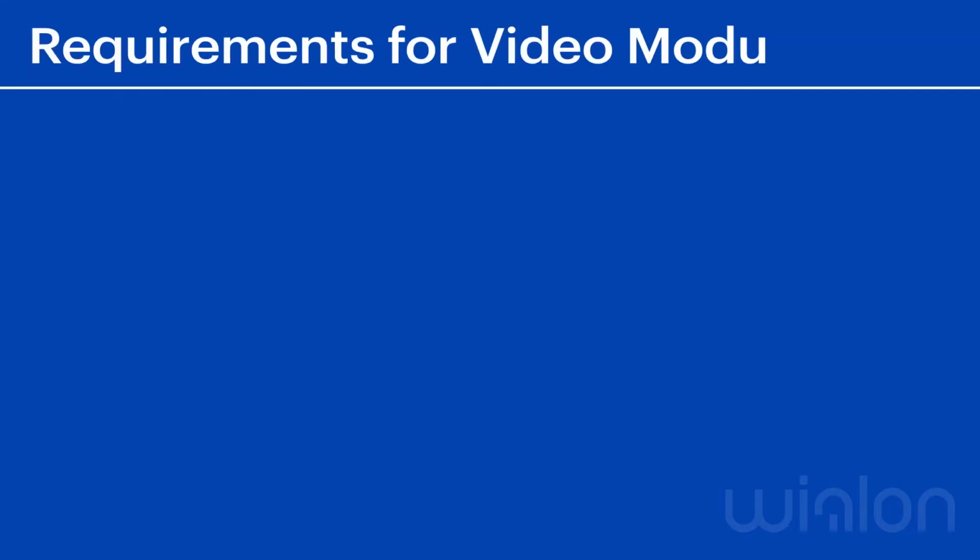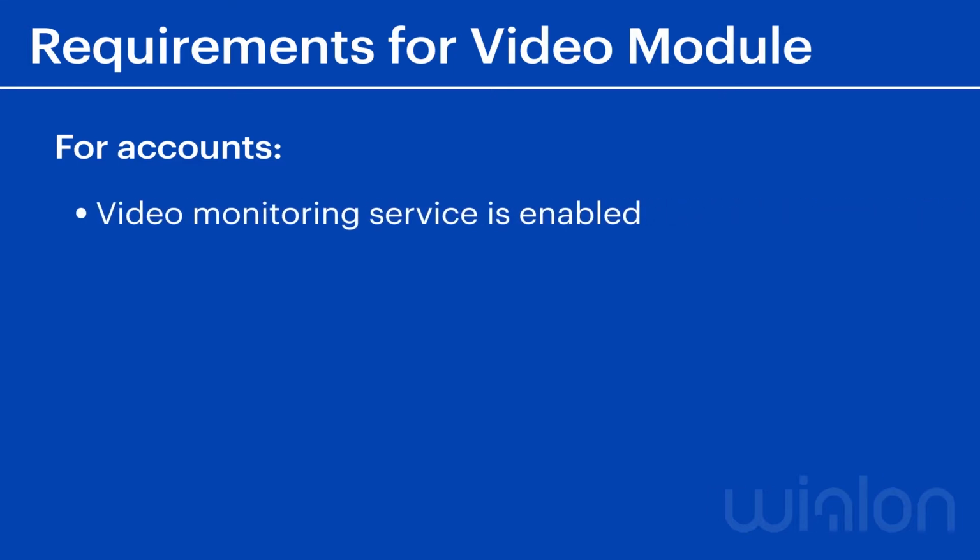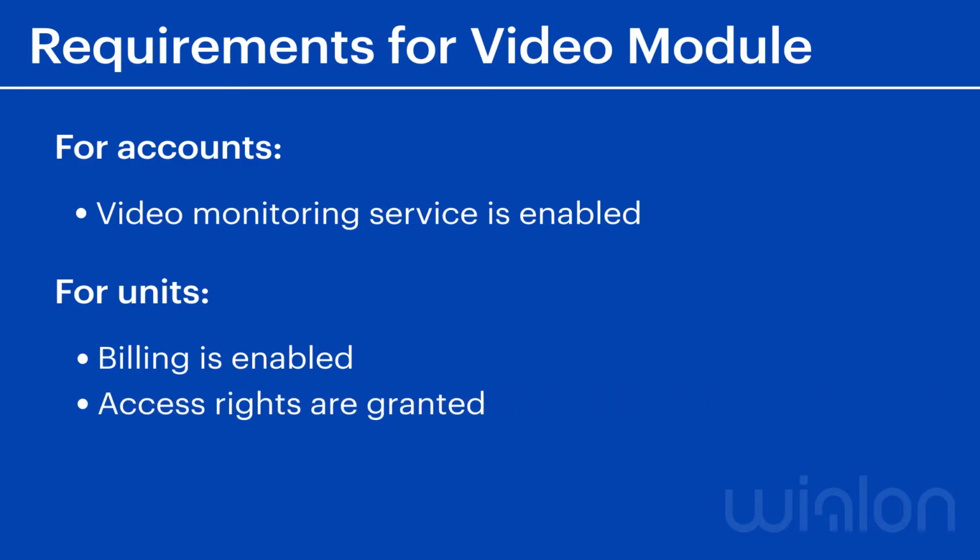The Video module is available for users whose accounts have the video monitoring service enabled. Further actions are possible for units when 3 conditions are met. They have billing enabled, which you can find out about at the link in the description. Access rights are granted for them, which you can also read about at the link in the description. And the cameras are configured in their properties.